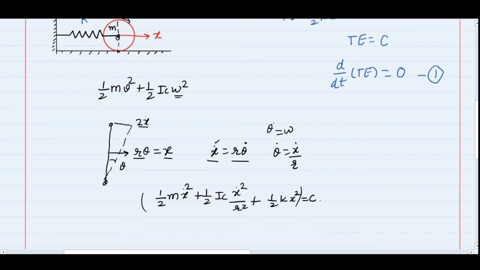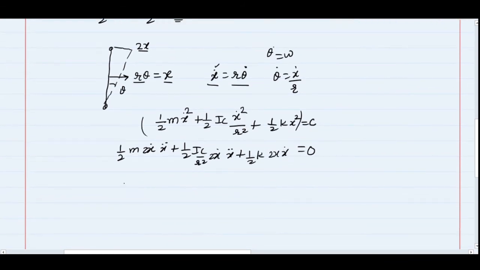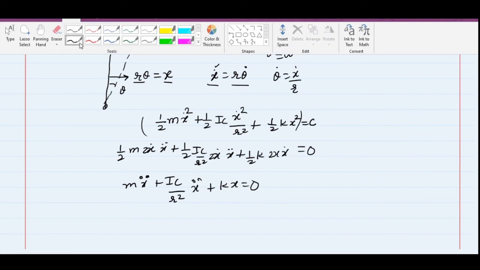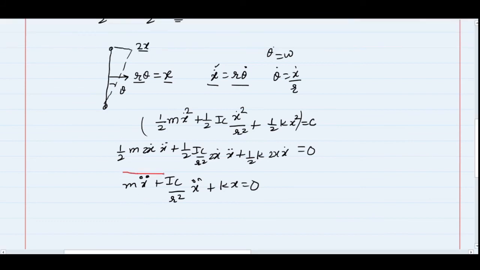So when I differentiate, the constant becomes 0 and this term becomes 1 by 2 m 2 x dot x double dot, plus 1 by 2 Ic by r square 2 x dot x double dot, plus 1 by 2 k 2x x dot. And when I rearrange these terms, my final expression will be m x double dot plus Ic by r square x double dot plus kx is equal to 0. So this is my equation of motion of a system where we have pure rolling of the disc and the disc center is connected with a spring.